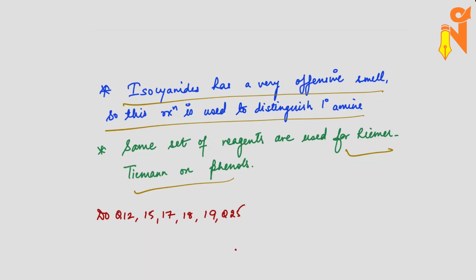So do not get confused or forget that the same set of reagents are being used for carbylamine and the same set of reagents are being used for Reimer-Tiemann, and the mechanism is also halfway the same till the carbene formation. Now once you have understood this, you can do question number 12, 15, 17, 18, 19 and 25 from Nitrogen Containing Compounds, MSc Elementary. All of you try this and ask me if you don't understand or you are not able to solve any question.